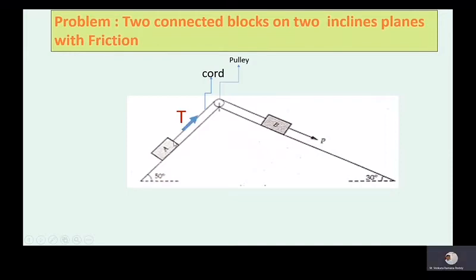T is the tension acting on this cord. Always the tension acts away from the body. T is the tension acting on the block B. That is, tension acting on the block A and tension acting on the block B are the same. Here the tension always acts away from the body. Even here also the tension acts always away from the body. Because of this applied force, this block tends to come down and this block A tends to come up.